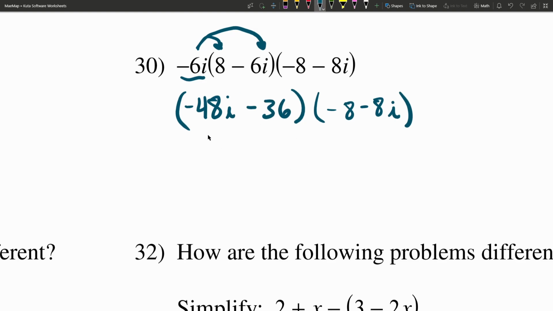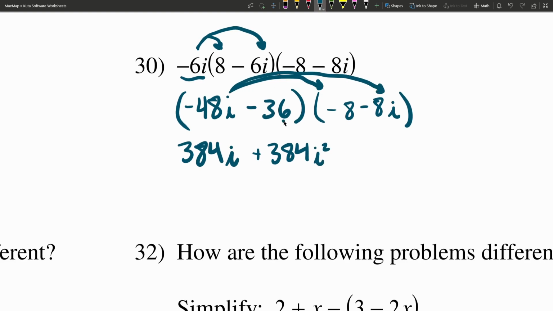Now let's distribute this complex number to this complex number, one binomial to another. So negative 48i times negative 8 is going to be a positive 384i. Then negative 48i times negative 8i, well, that's going to be a positive 384i squared. Next, negative 36 times negative 8, that's going to be a positive 288. And then finally, negative 36 times negative 8i is going to be a positive 288i.